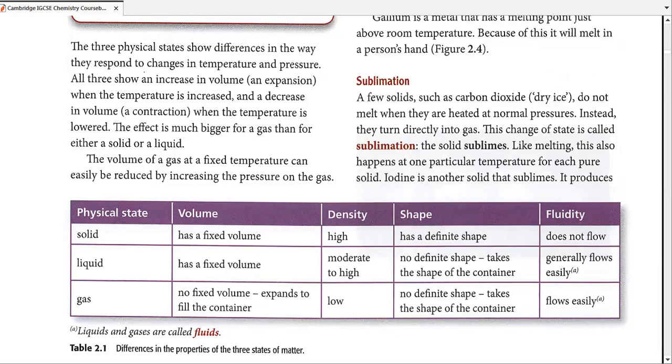When we talk about shape, only solid is the one that has a definite or a fixed shape. In case of liquid or gas, they have no definite shape and they always take the shape of the container. For example, if we fill water into a glass, it will take the shape of the glass. If we fill it into a jug, it will take the shape of the jug. When it comes to fluidity, solids do not flow, liquids flow, and gases flow most easily of all the states of matter. Okay?